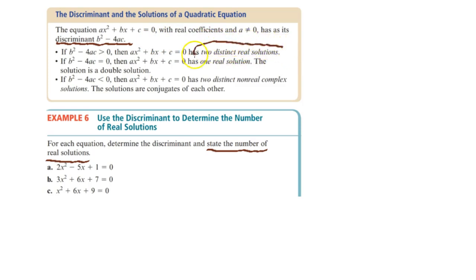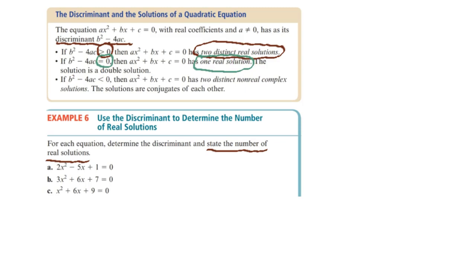That's if we have greater than 0. If we have equal to 0, then we have 1 real solution. And then what you'll notice is you'll have a double solution. We won't go into that too much, but the most important thing is 1 real solution.